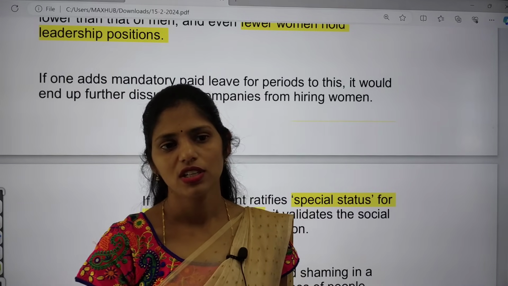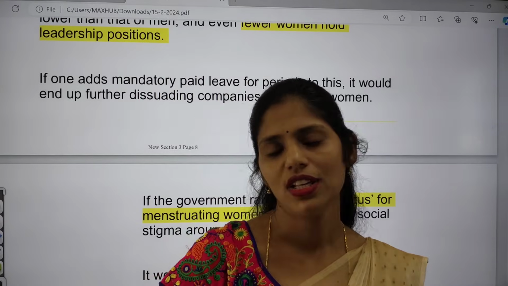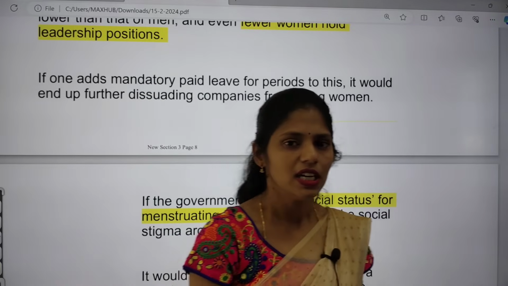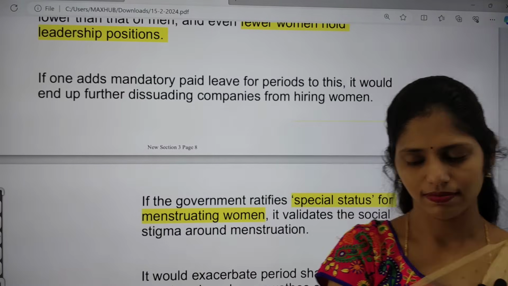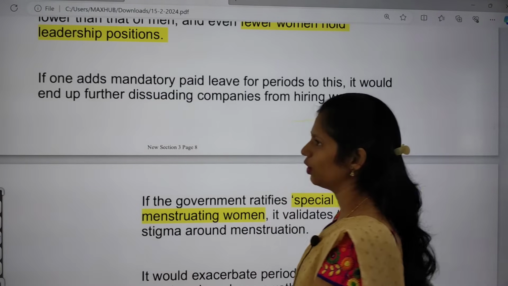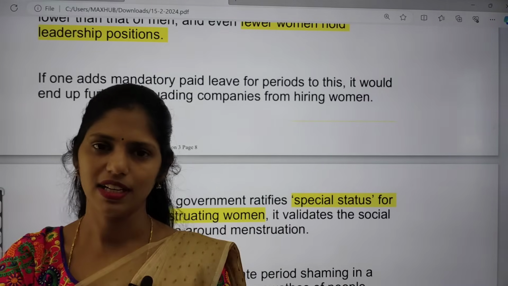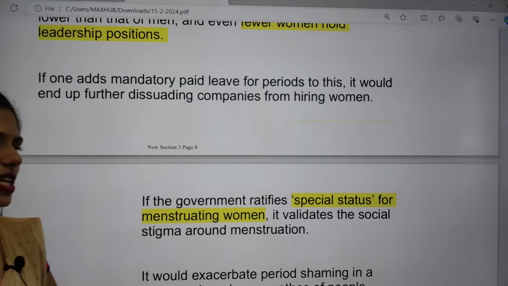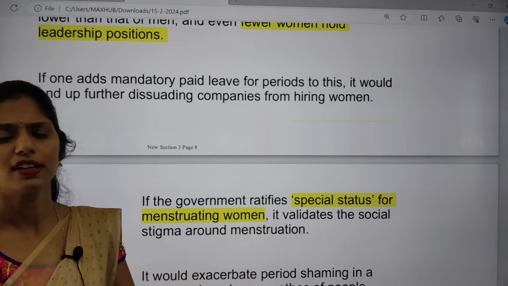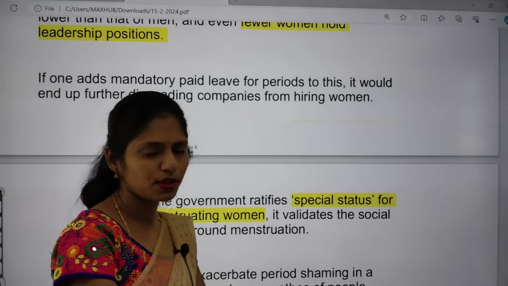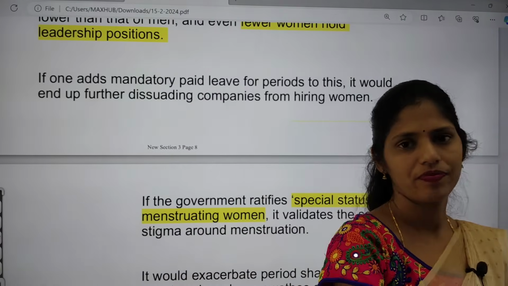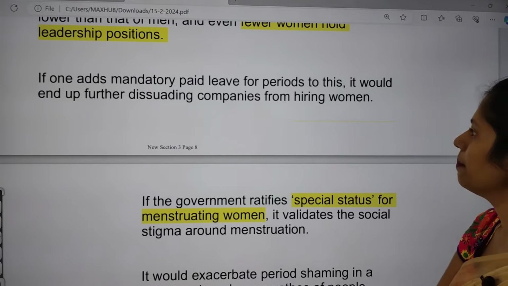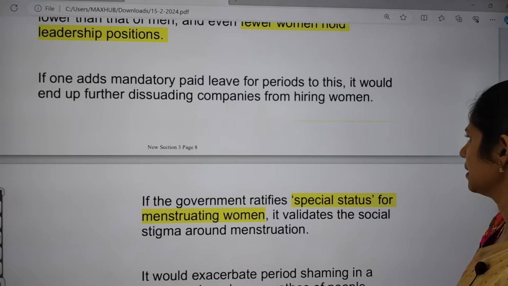Now there is one provision we are talking about: menstruating women should get paid leave. Menstruation is especially relevant for women of reproductive age, who entered adolescence and start getting periods. Every month they get menstruation. Whenever menstruation happens, they face severe abdominal cramps, and because of that they can't do the work. At that time, we are asking to provide mandatory, that is compulsory, paid leave for periods.